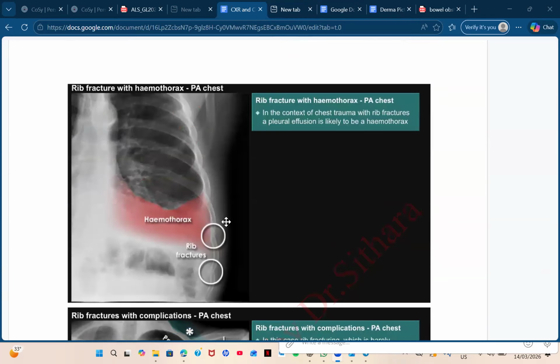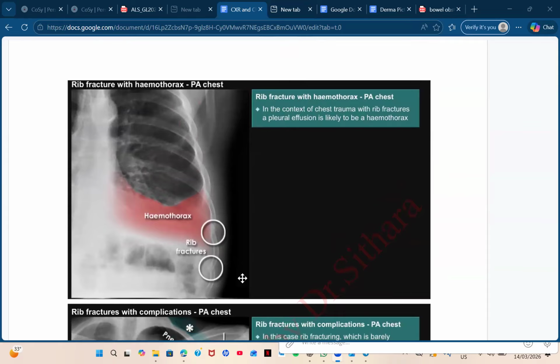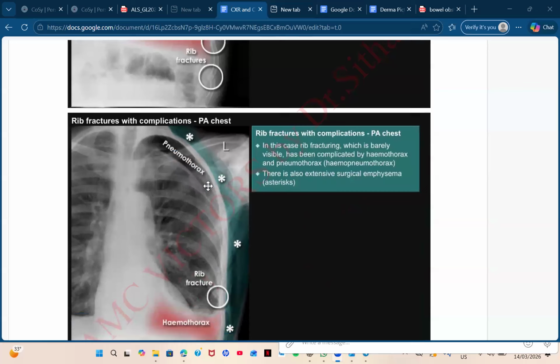It's a good one here with the fracture. Here, where's the rib fracture, doctors? Here is the rib fracture, right? Rib fracture with hemothorax. In the context of trauma with rib fracture, a pleural effusion is likely to be a hemothorax. Here, you can see hemothorax with this meniscus sign, right?